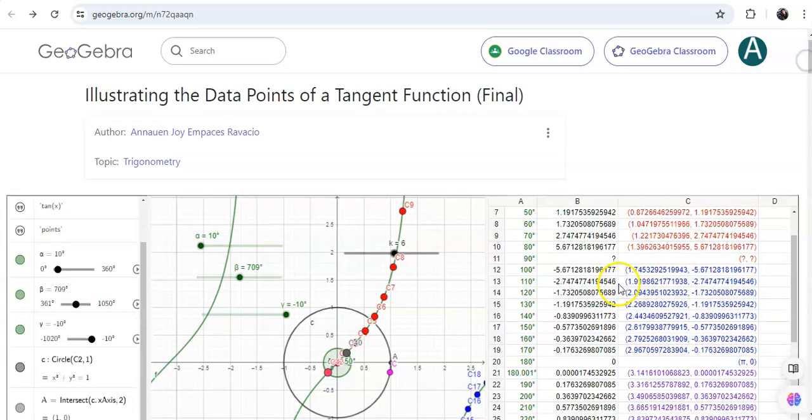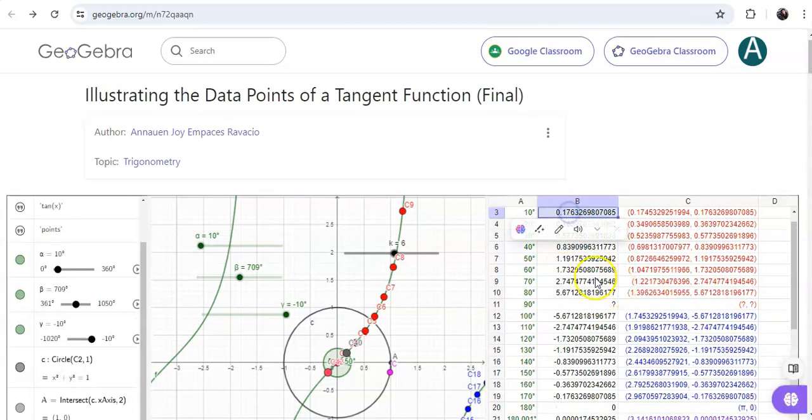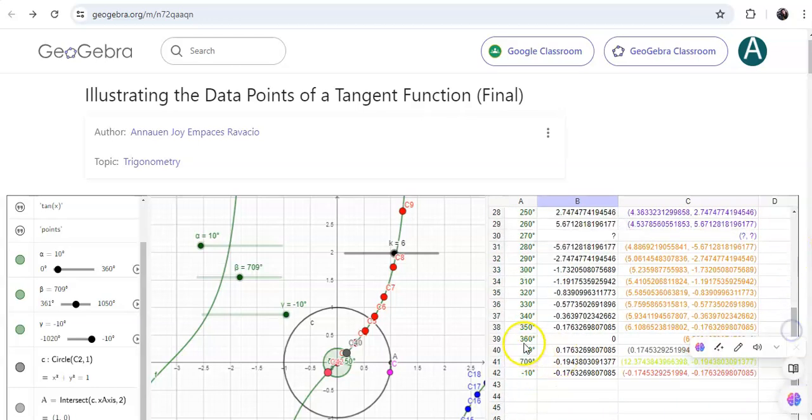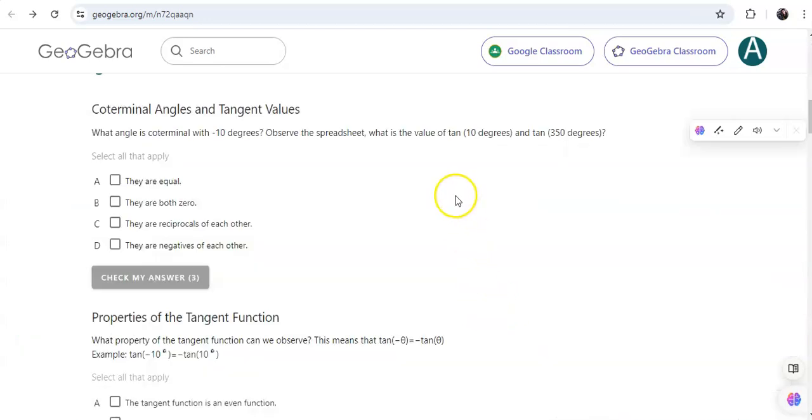So tangent 10 is 0.1763 something. And then tangent 350 degrees is negative 0.1763. Their absolute values are equal. Let's compare the value of tangent 10 degrees and tangent 350 degrees. Are they equal? No. Are they both 0? No. Are they reciprocals of each other? No. But they are negatives of each other. Their absolute values are equal, right?